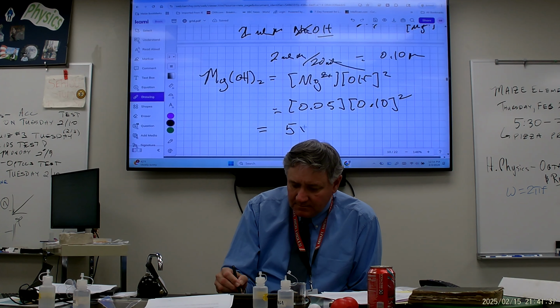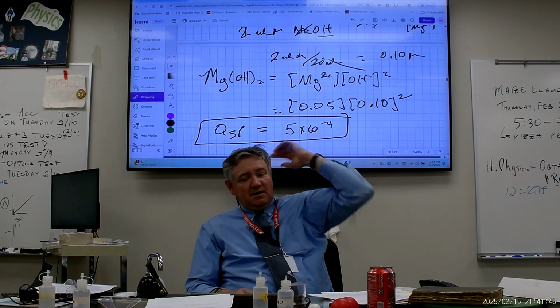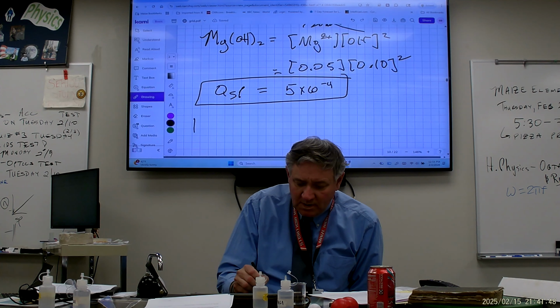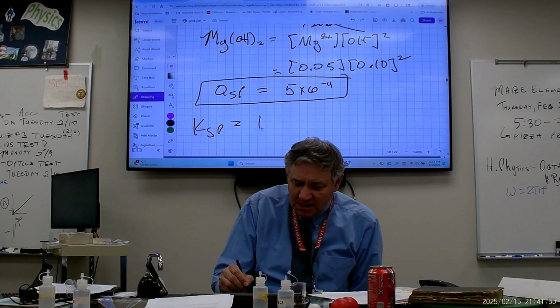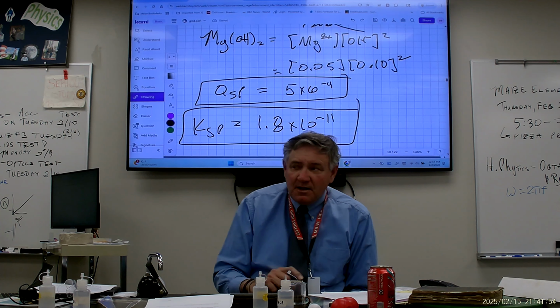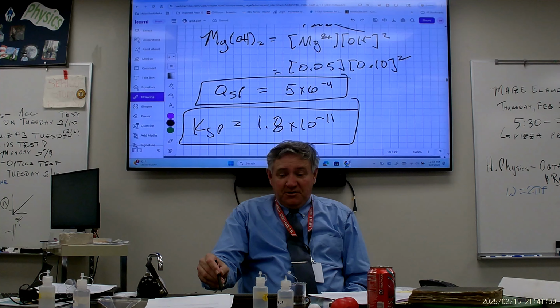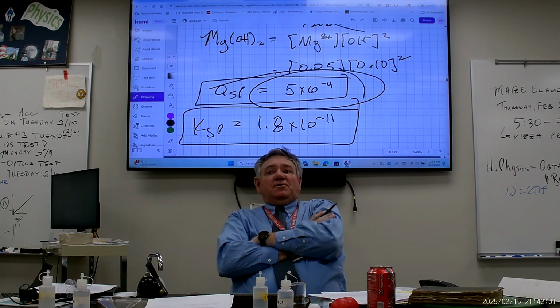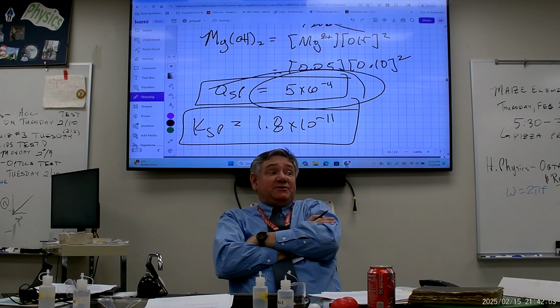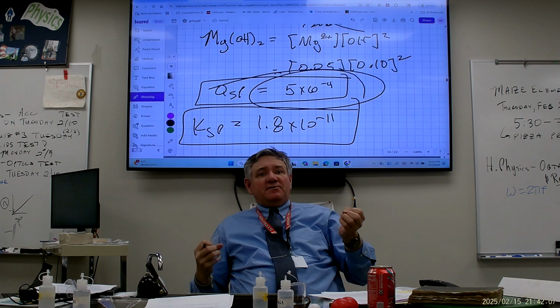So there's my Qsp. Now, let's look at this from Mother Nature's perspective. Mother Nature wants a Ksp value to be 1.8 times 10 to the minus 11. That's when Mother Nature is going to be in equilibrium. You got 5 times 10 to the negative 4. Too big, way too big. So my Qsp is much bigger than my Ksp.